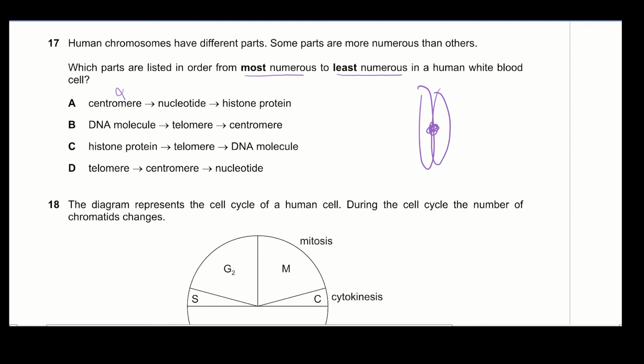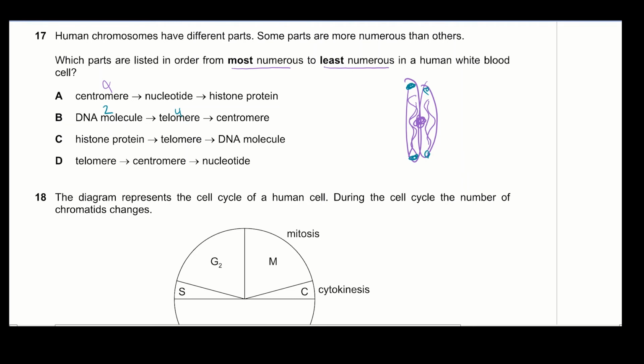B. DNA molecule, telomere, centromere. We know in a single chromosome, we have two DNA molecules, one in each chromatid. And telomere, we know we have two telomeres at the end of each chromatid. Therefore, a total of 4 telomeres per chromosome. And here with the centromere, as we said earlier, there's only one centromere. So this is incorrect. C. Histone proteins, as we said, we have thousands. Telomere, we have 4. DNA molecule, we have 2. So this is the correct answer.